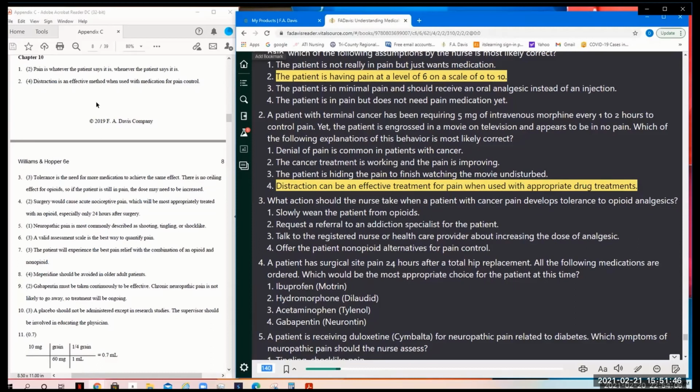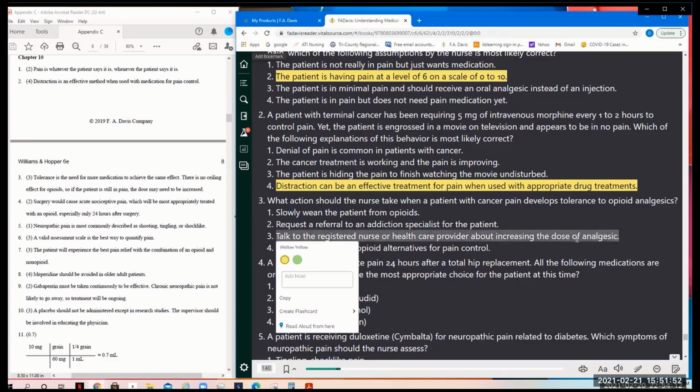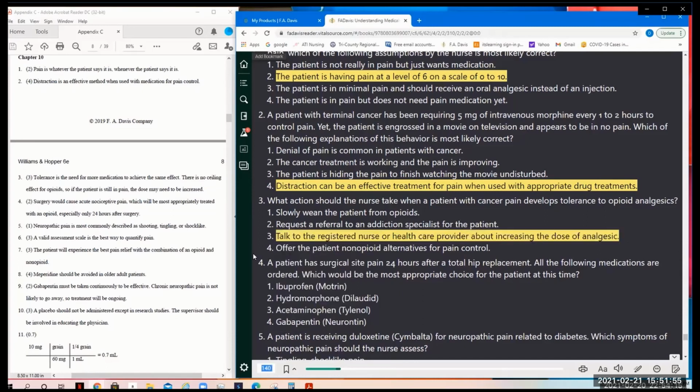And the answer is three, talk to the RN or HCP about increasing the dose to help with their pain. Tolerance is the need for more medication to achieve the same effect. There is no ceiling effect for opioids, so if the patient is still in pain, the dose may need to be increased.